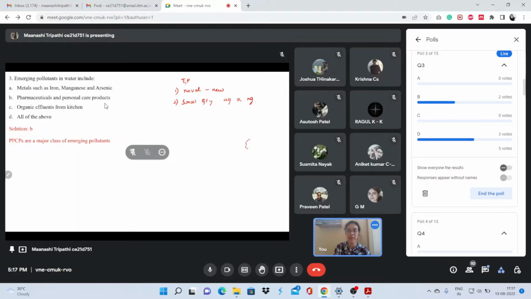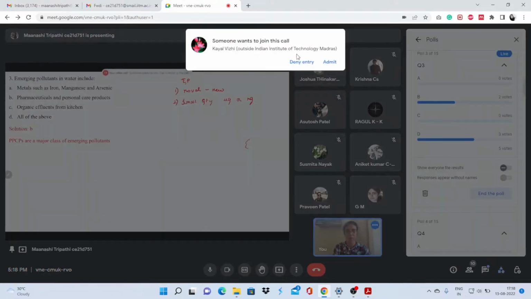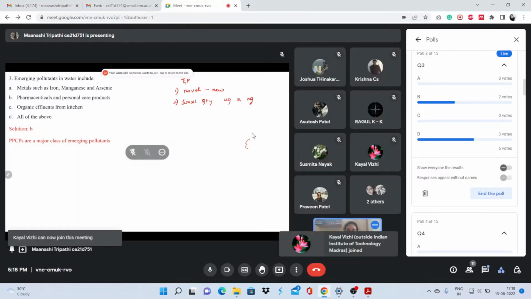Pharmaceutical and personal care products is the answer, because first of all it is a new thing. New thing means that we recently recognized it as a pollutant, and it is present in very small quantity. It is not present everywhere. It is present in some areas in very small quantity. Okay. Moving towards the next question.